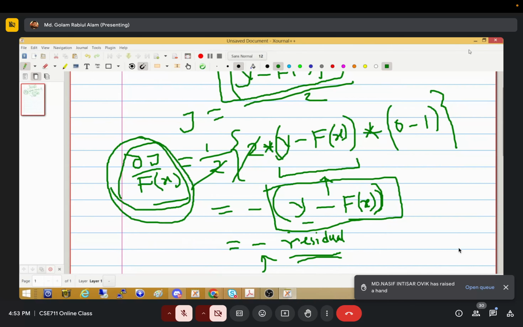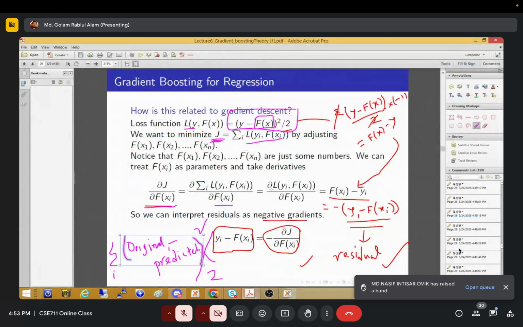Okay, so that's why. But in that case, we have to apply the pseudo residual, not just the residual, because the residual is divided by 2. So that's what we have mentioned here. We can interpret the residual as the negative gradient, the residual as the negative of the gradient.